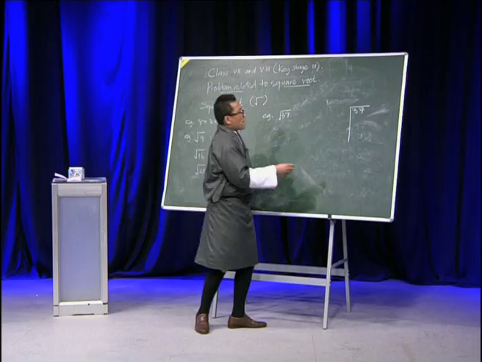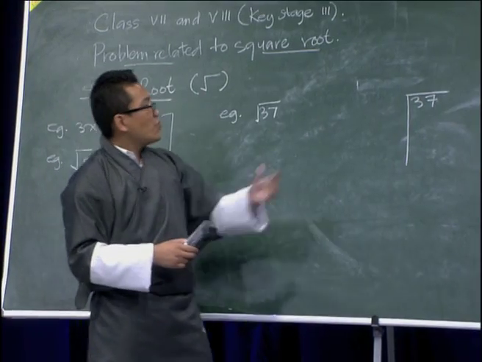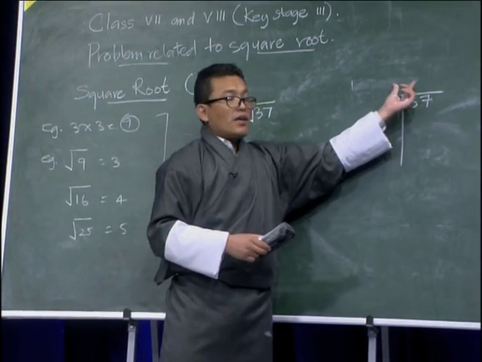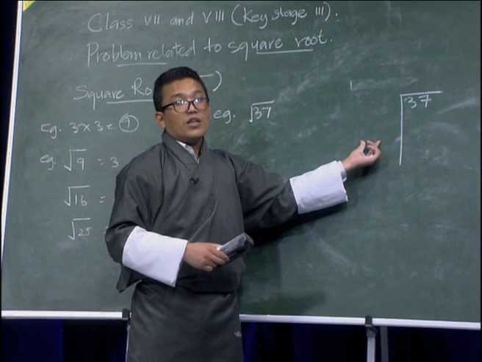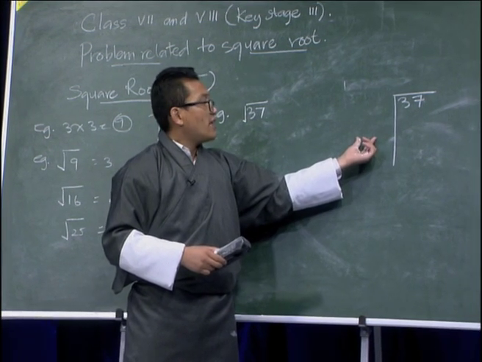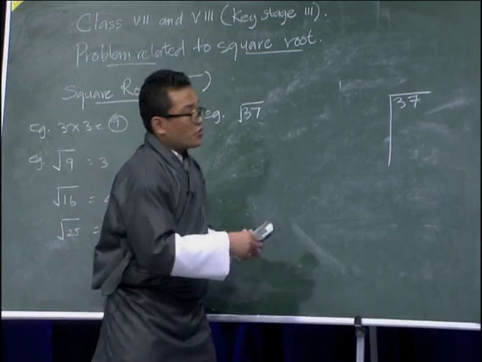And in the third step, we have to double the top and write it on the column here and add the space. Okay, I'll show you that.